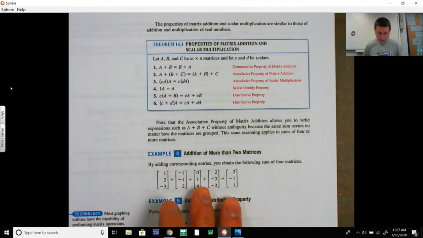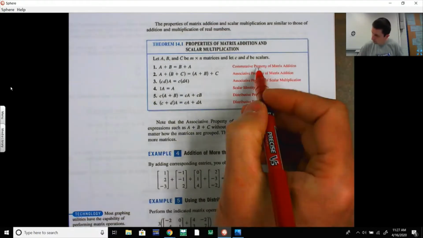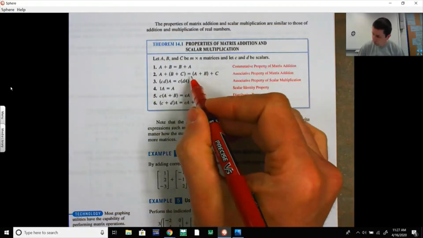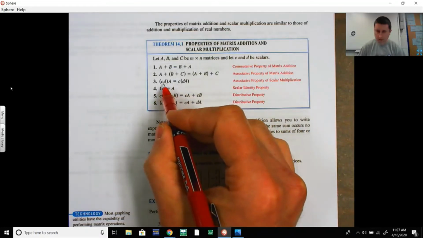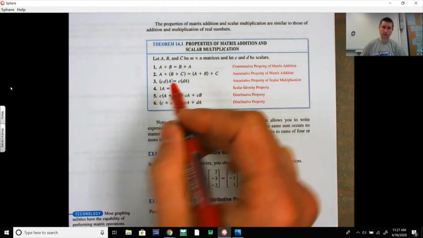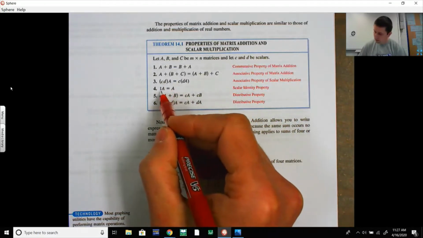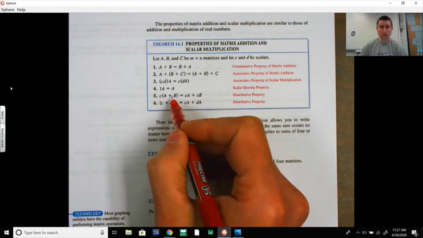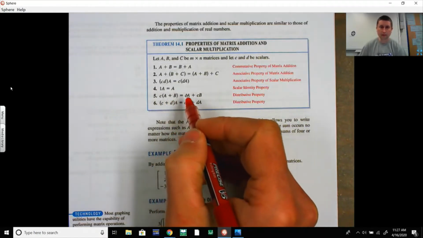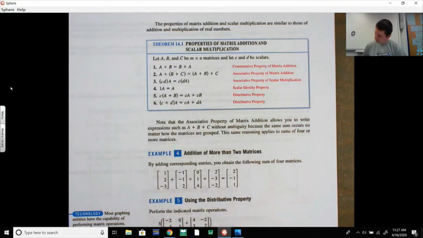Here's all your properties. You'll have 1 or 2 questions that kind of cover those properties a little bit. Commutative property of addition does hold. Associative property of addition does hold. This is associative property of scalar multiplication. If you have 2 scalars, you can just multiply the 2 scalars together and then take it times the matrix. This is the identity property. 1 times any matrix would be that matrix. C times the sum of the 2 matrices would be the scalar times each part, and it doesn't matter if it's in front or back, or that's a double scalar.